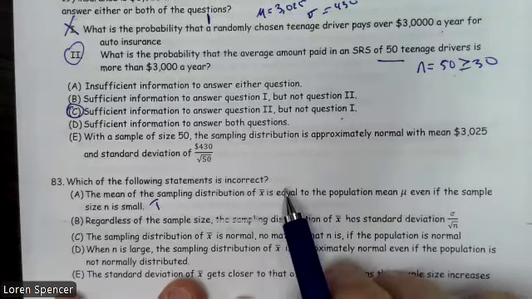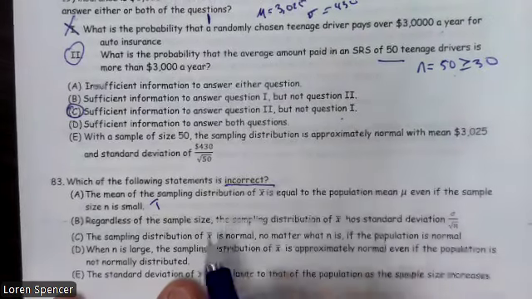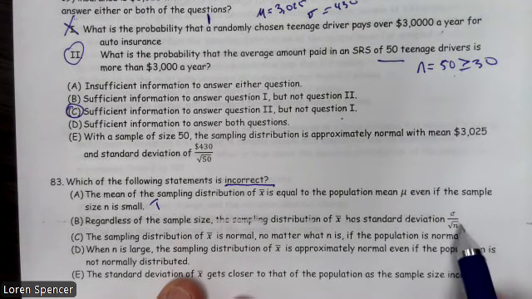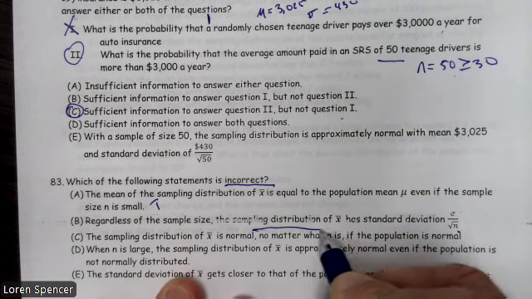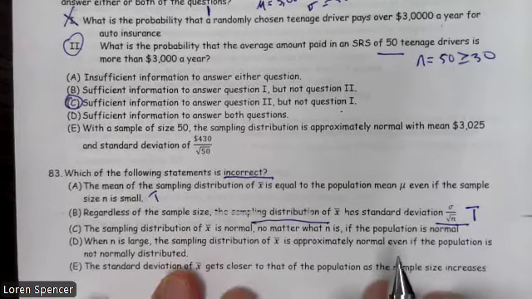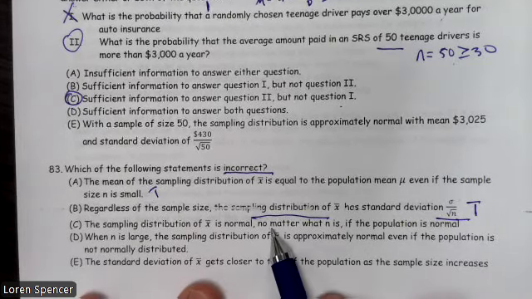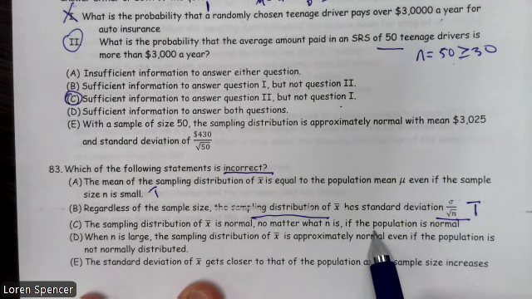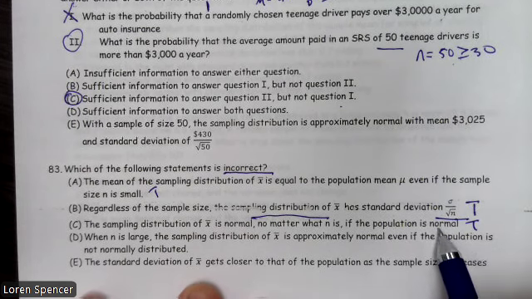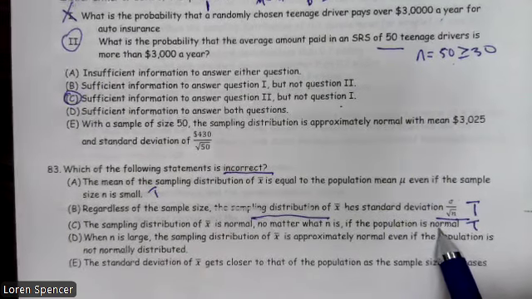And we are looking for incorrect. Regardless of the sample size, the sampling distribution of X bar has a standard deviation of the standard deviation divided by the square root of n. That is 100% true. The sampling distribution of X bar is normal no matter what n is if the population is normal. 100% true. If the population is normal, the sampling distribution is normal.